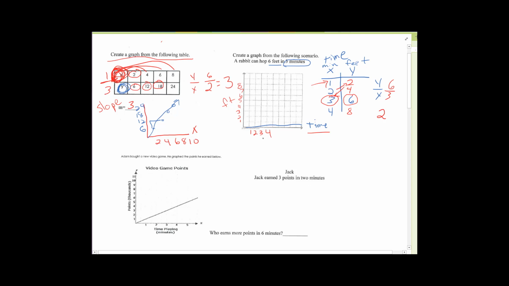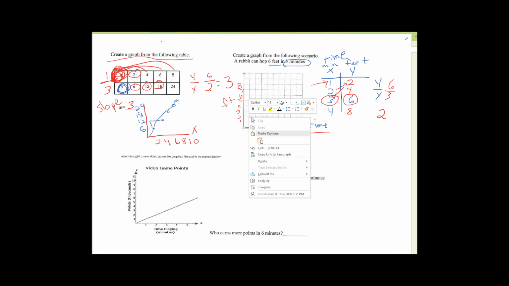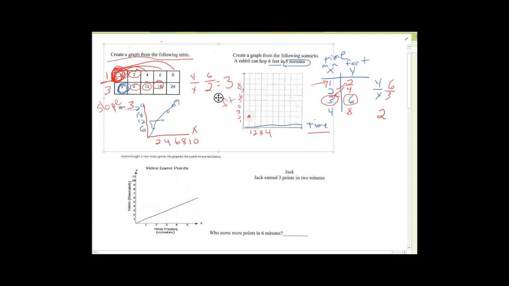So when x is 1, y is 2. So I'm going to mark here. Okay, there it is. When x is 2, y is 4. So I'm going to go here and go up to 4 and draw a circle. 3 is 6. There's that. And 4 is 8. There's that. So I do have a straight line going up.